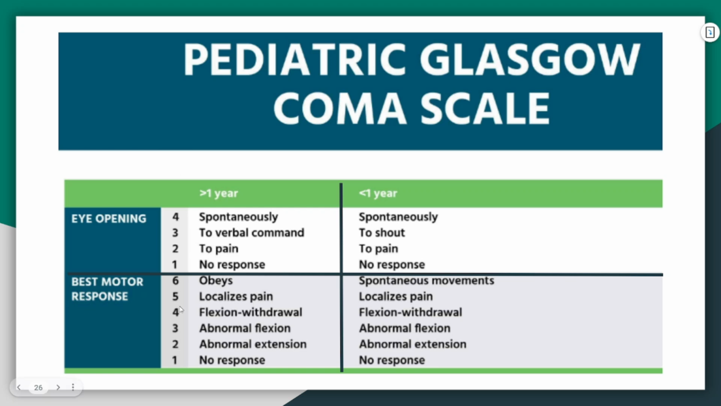For motor response, if the child is less than a year, spontaneous movements score 6. If the infant localizes pain, 5. Flexion withdrawal is 4. Decorticate rigidity, the score is 3. Decerebrate rigidity, the score is 2. And if there is no response, the score is 1. For more than 1 year, the scale remains the same as in an adult.